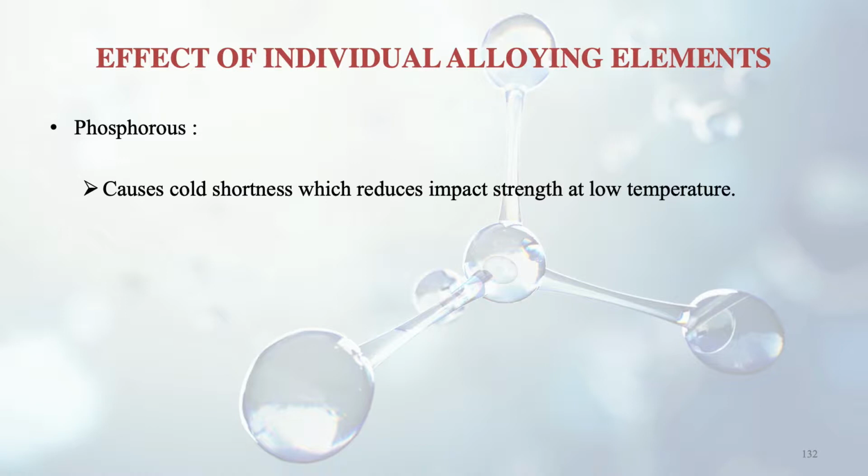As soon as the cooling is happening, at a certain cooling rate, the tendency comes in due to this phosphorus of cold shortness, meaning embrittlement will be there. The tendency of the specimen will be to get brittle. That's what we mean by cold shortness, and this will reduce impact strength at low temperature. Obviously, if it gets brittle, impact strength will decrease.